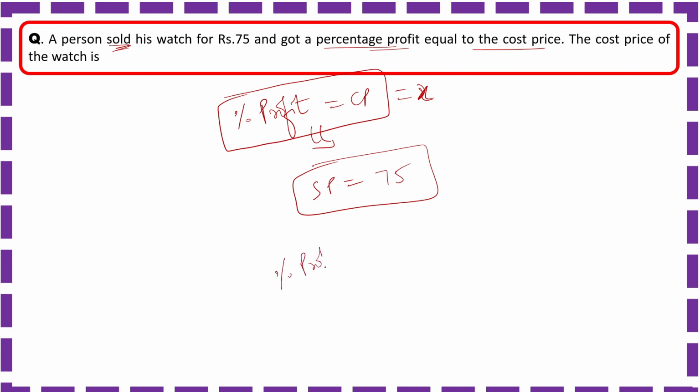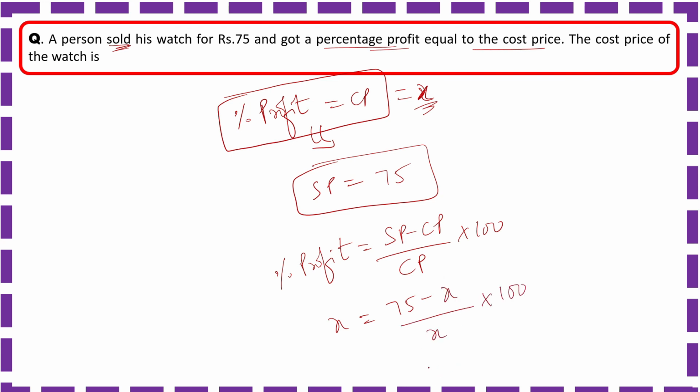We know percentage profit is (selling price minus cost price) by CP into 100. So what is the percentage profit? We considered X. So X is equal to (75 minus CP, which is X) by X into 100. I think we will get a quadratic equation. Solve this, we'll get x square plus 100x minus 7500 is equal to 0. Okay, so just solve this equation.